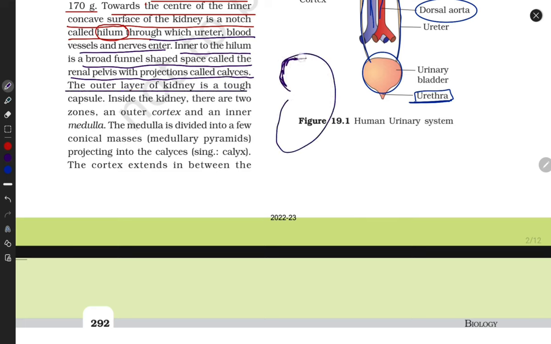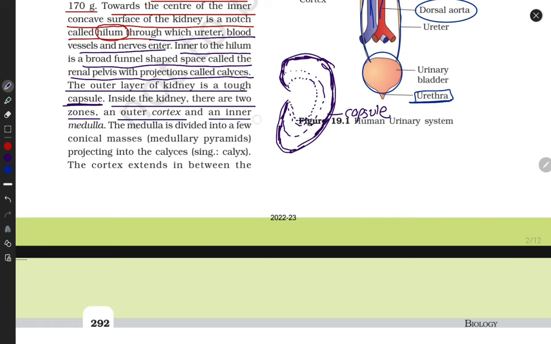Now, the outer layer of the kidney is tough, covering it. We can call it the capsule. Inside, the kidney is divided into two zones: the outer is the cortex and the inner is the medulla. This region is the cortex part of the kidney, and this is the inner part, which we call the medulla.